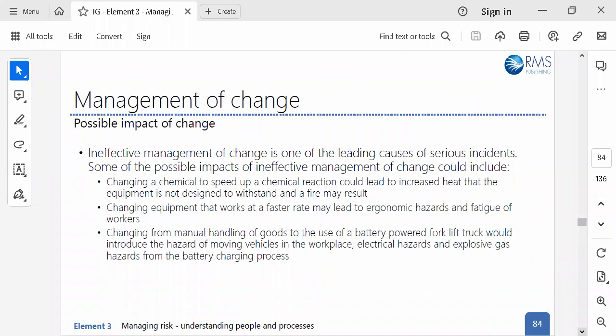Those are the results. Changing equipment that works at a faster rate may lead to ergonomic hazards and fatigue of workers. Changing from manual handling of goods to the use of a battery-powered forklift truck would introduce the hazards of moving vehicles in the workplace, electrical hazards, and explosive gas hazards from the battery charging process.